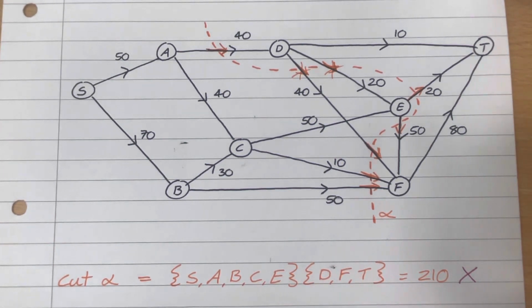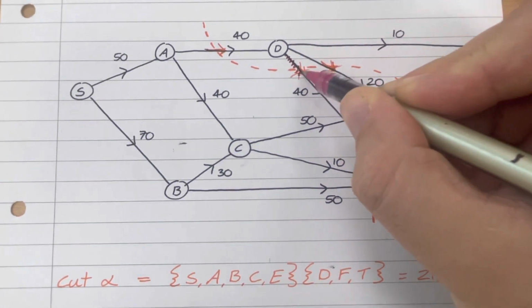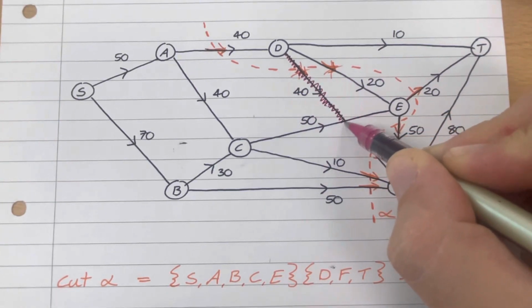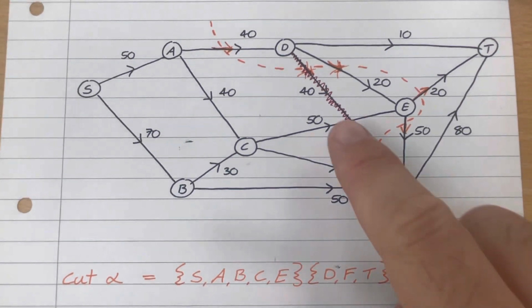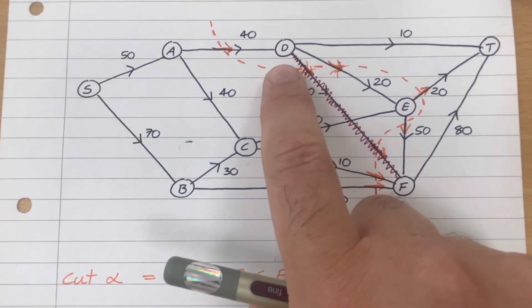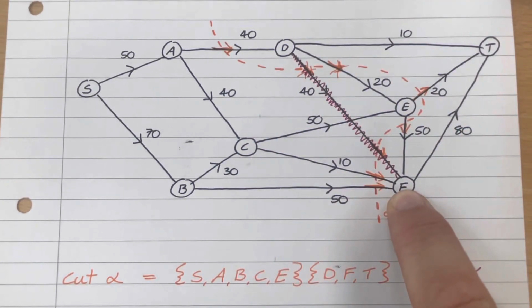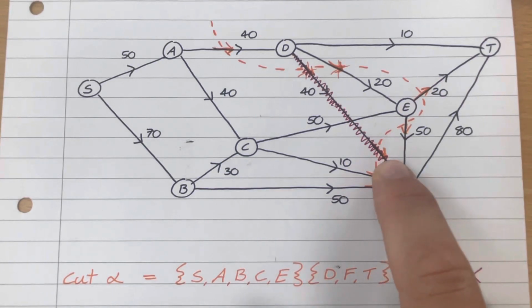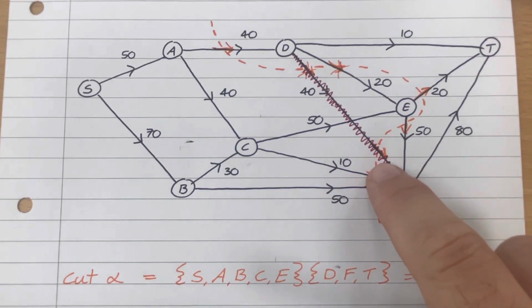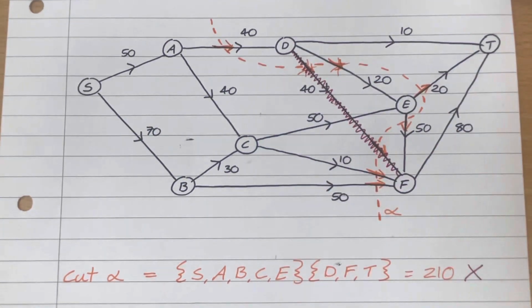Okay, the answer to why this is not a correct value for this cut is because let's just consider this arc here, DF. This arc has crossed the cut line twice. What's important to note is this does not go from source side to sink side at all. It goes from sink side to sink side. So yes, we've ignored the 40 here, but we've included the 40 here when we shouldn't have done, because we don't want flow going from source to source or from sink to sink to count towards the cut value.